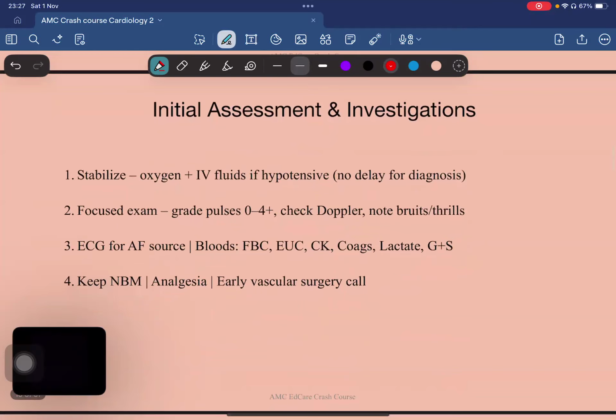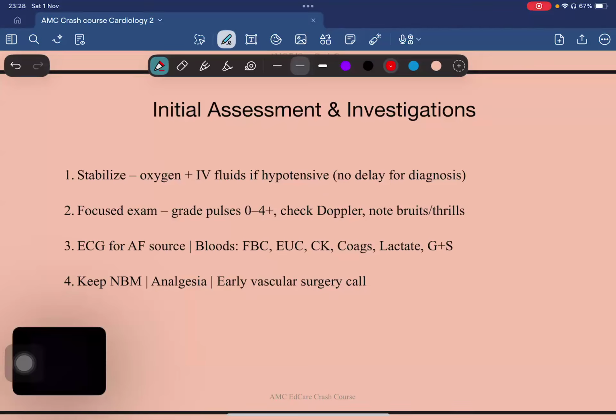So once you identify a potential case of acute limb ischemia, I would say the first step is resuscitation. First thing you've got to do is resuscitate. So simply, you correct the hypotension, give oxygen, and establish IV access. Just keep in mind the first thing is resuscitation. And you've got to document all peripheral pulses carefully.